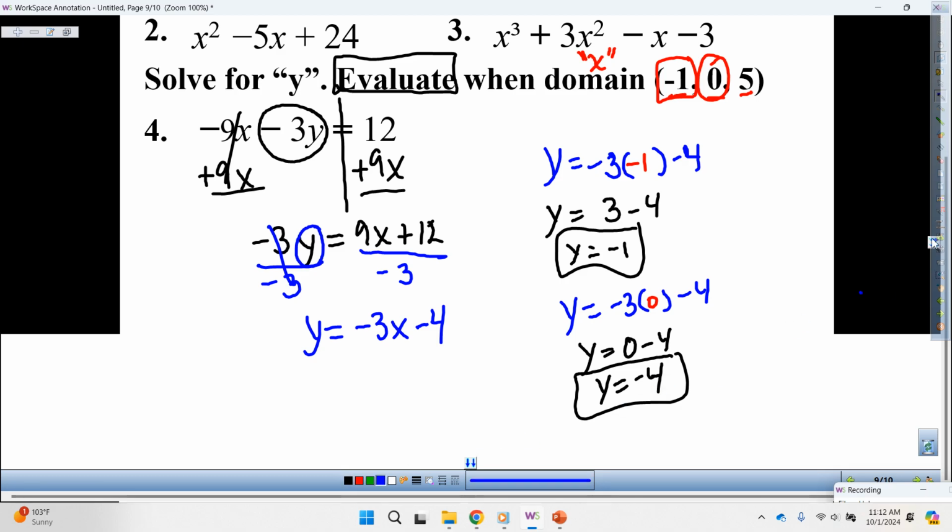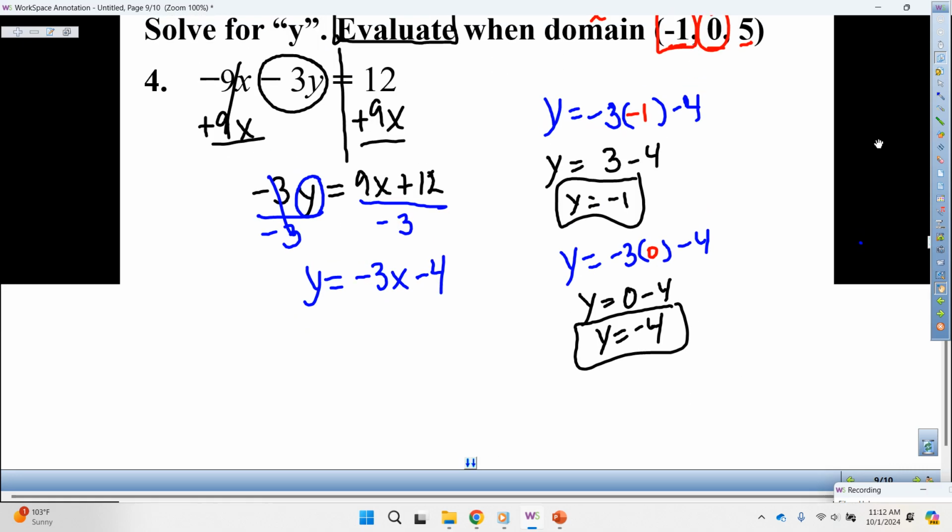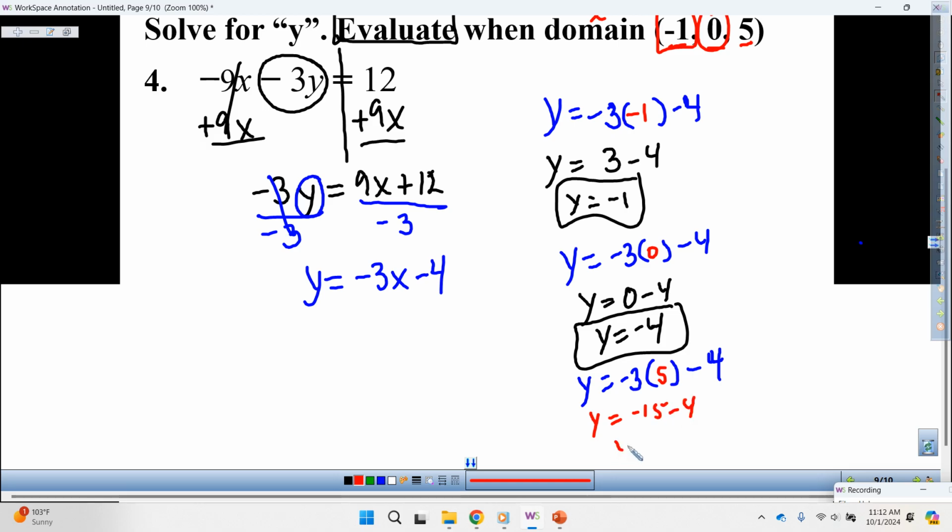With that said, do the last one by yourself. Last value is 5. Let's see what you get. All right, show your neighbor, see what they got. Y equals what? Y equals negative 15 minus 4, so y equals negative 19. Have you got that? All right, good.